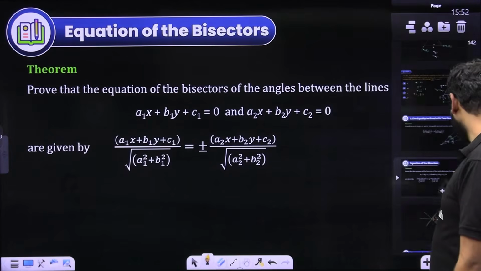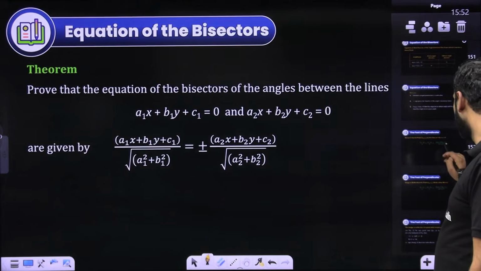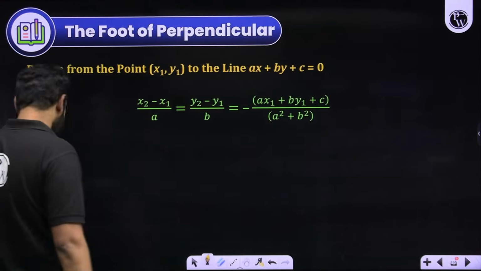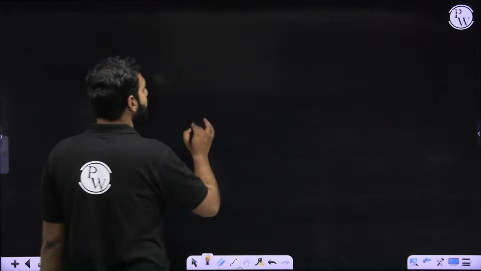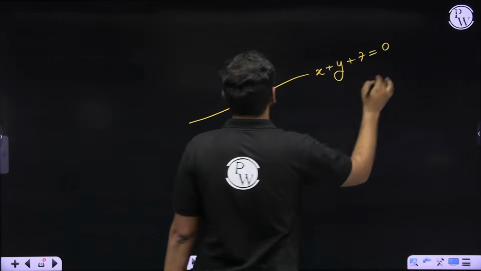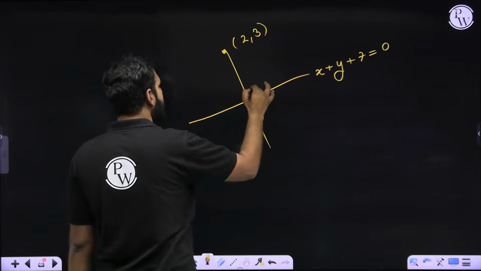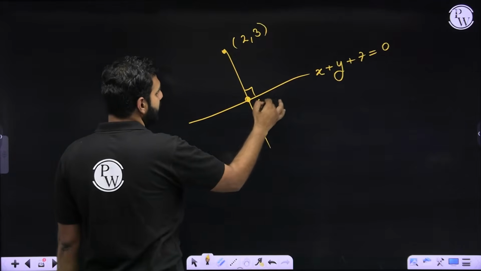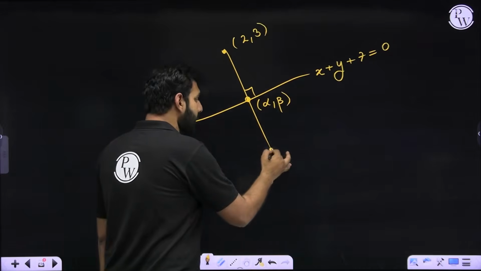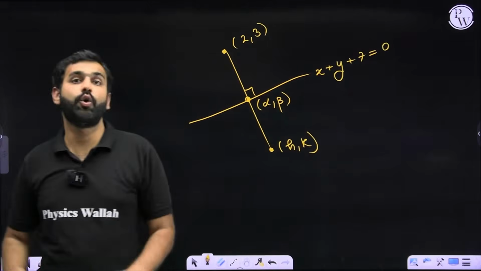Now, when I move ahead from here, I'll directly come to the part where we will talk about the foot of the perpendicular from a point. That's more interesting. I'll try and tell you this particular result with a simple example. Let's say there is a straight line given by x plus y plus 7 is equal to 0. There is this point, let's say 2, 3. From 2, 3, I have dropped a perpendicular on this line and we are asking you to find the foot of that perpendicular. And let's say we are asked to write the image of this point 2, 3 with respect to this line. How do we do that?